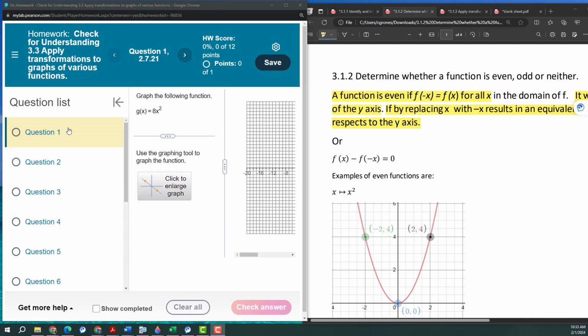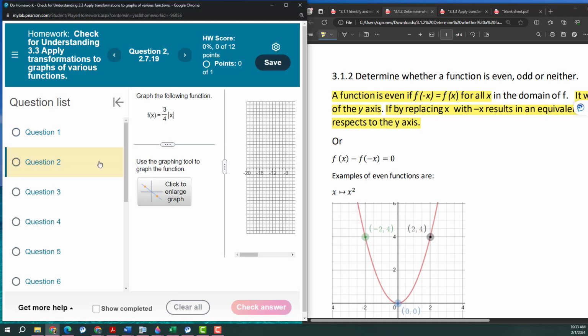All right, so 3.3 is a little bit longer than the other ones, but it does have a lot of the questions that we're going to be looking at on the test. It has different functions that we are going to be graphing, and you do have a couple of these on your test. You're going to be given a function, and then you are going to need to graph it. So these are very good practice.